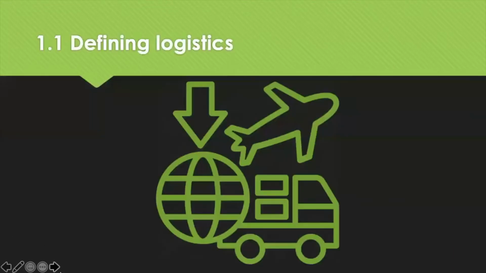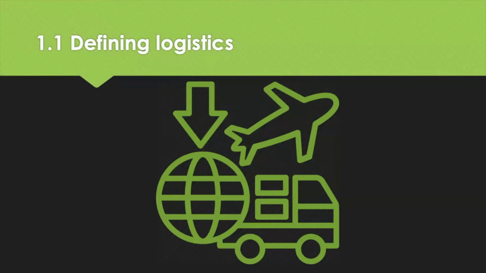But we're going to start by defining logistics. Logistics is the flow of funds, goods, and information between origin and consumption. So it involves information, material handling, production, packaging, inventory, transportation, warehousing, and often security.